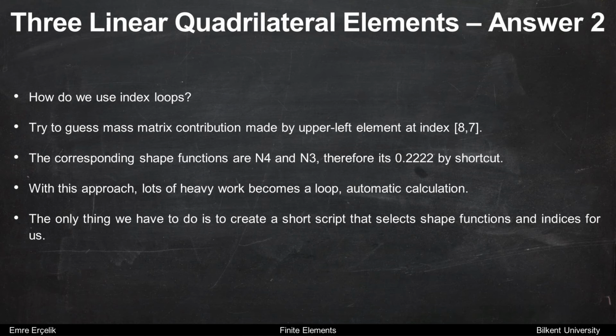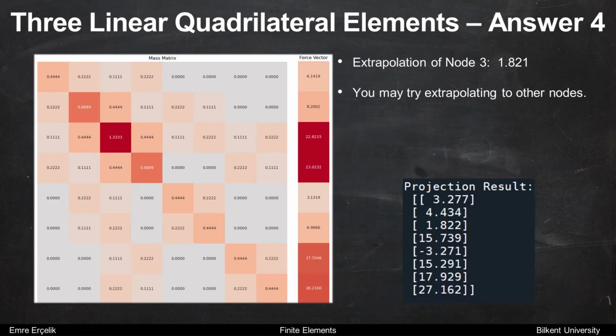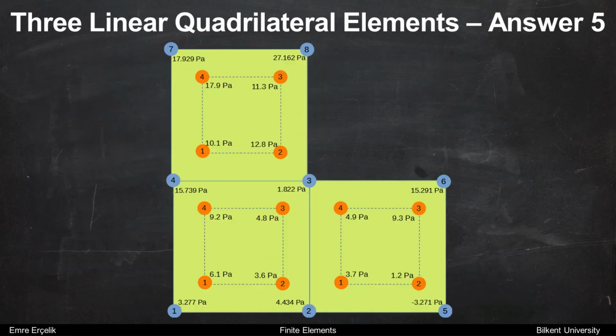The only thing we have to do is to create a short script that selects shape functions and indices for us. Here you can see a simple version of an L2 projector. Field functions are calculated, element index loops are created, element list is created, mass matrix and force vector are initiated, then the loop runs. If you successfully calculate the mass matrix and the force vector, these are the results. The extrapolation of node 3 is 1.821 and it's nearly the same as the projection result. And this picture shows the corresponding calculated node values.